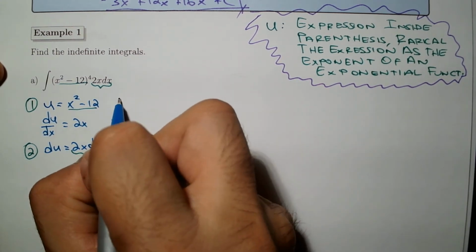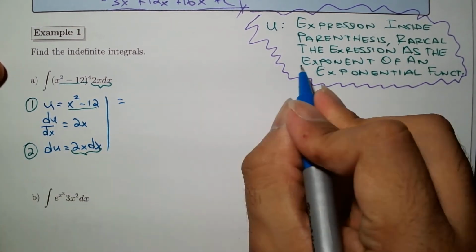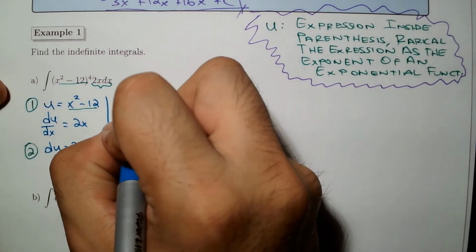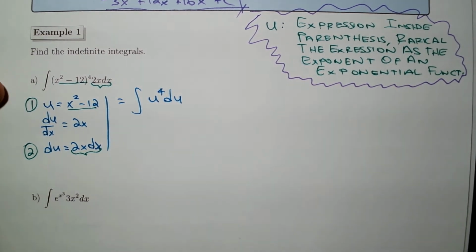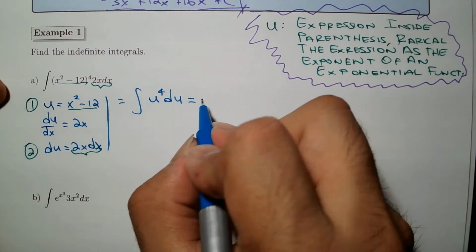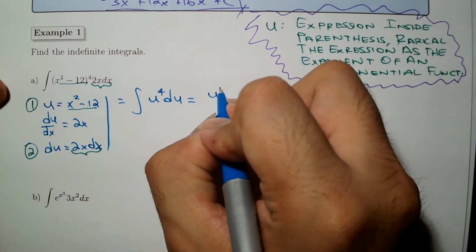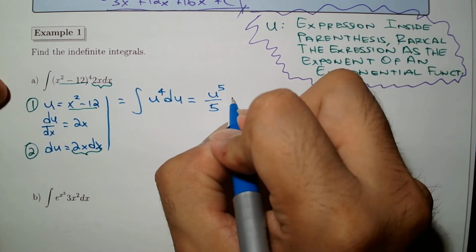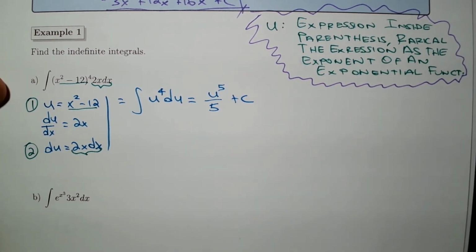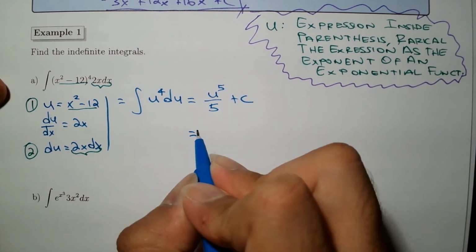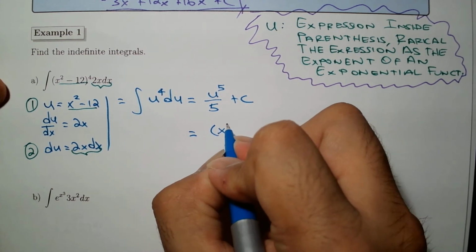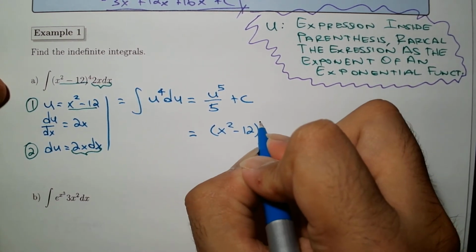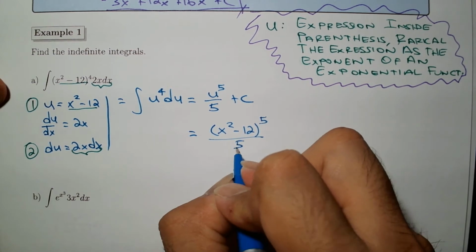So this is going to be, okay, I'm going to put the equal sign here because I'm running out of space here. So I'm going to have the integral of u to the 4th power times du. And all we do is use the rules that we learned in the previous video. So this is u to the 5th over 5 plus c. So we are done essentially with the integration. Now we need to go back and substitute for what u is. In this case, x squared minus 12 to the 5th power divided by 5.